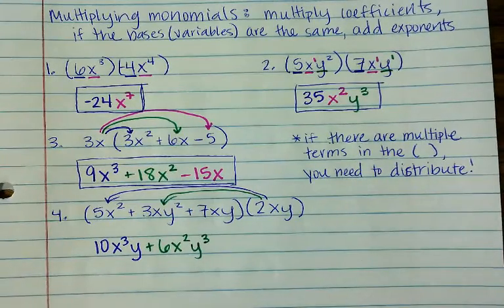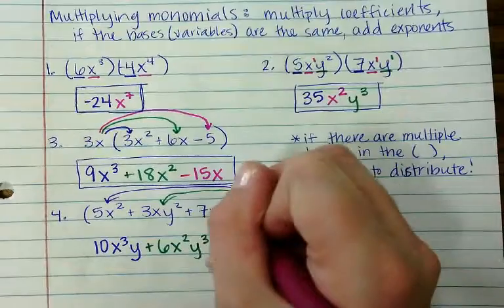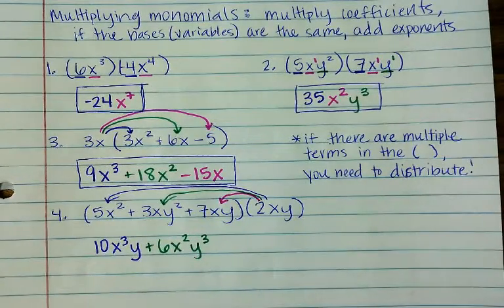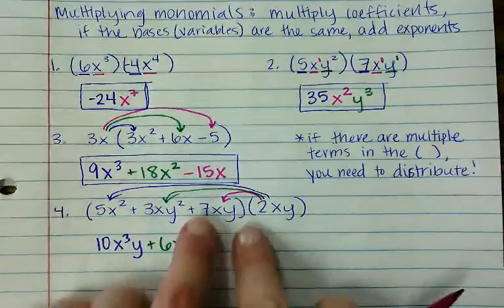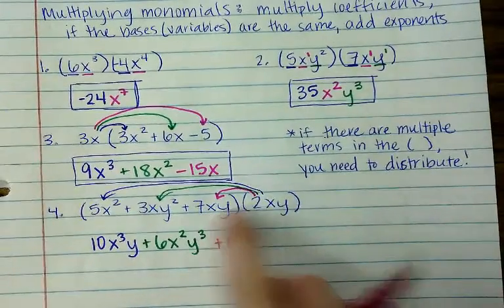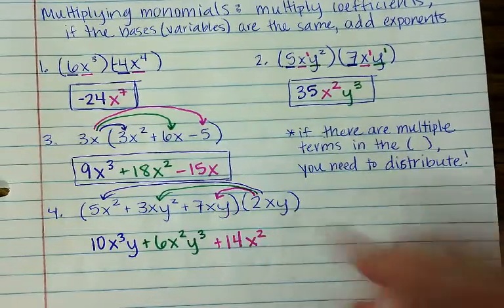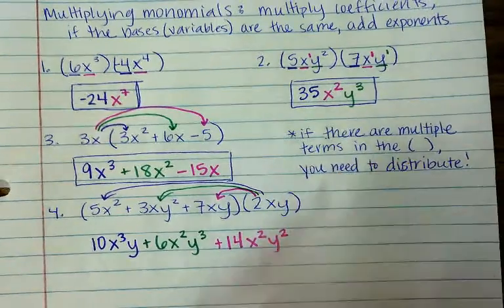And last but certainly not least, we have 2xy times 7xy. So 7 times 2 is 14. X times x is x squared, and y times y is also y squared.